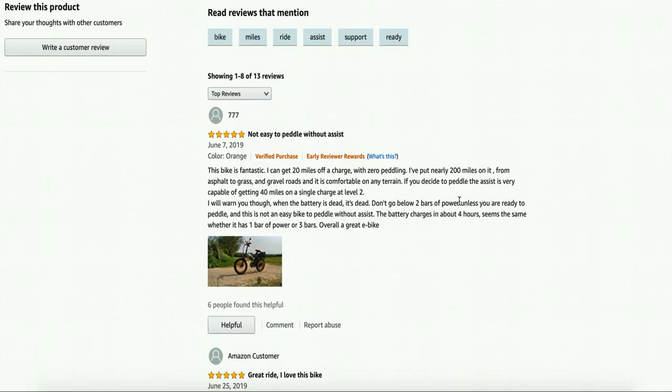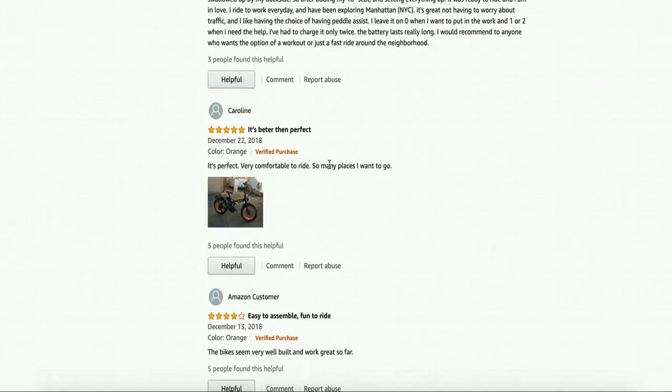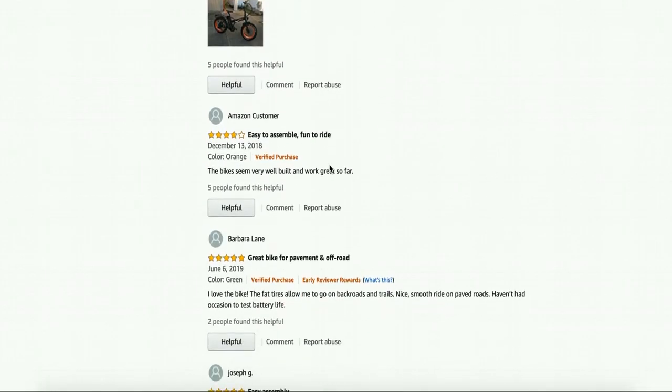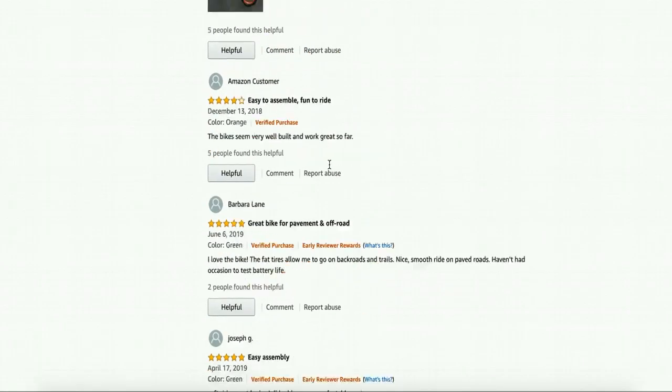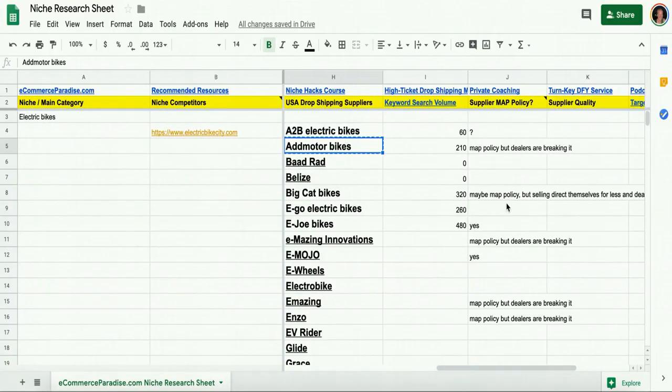This is not an easy bike to pedal without assist. Battery charges in about 4 hours. Seems the same whether it has 1 bar of power or 3 bars. Overall, great bike. Great ride. Love the bike. So the product quality is really good. Right off the bat you can go deeper in that research, but right off the bat I'll say yes.